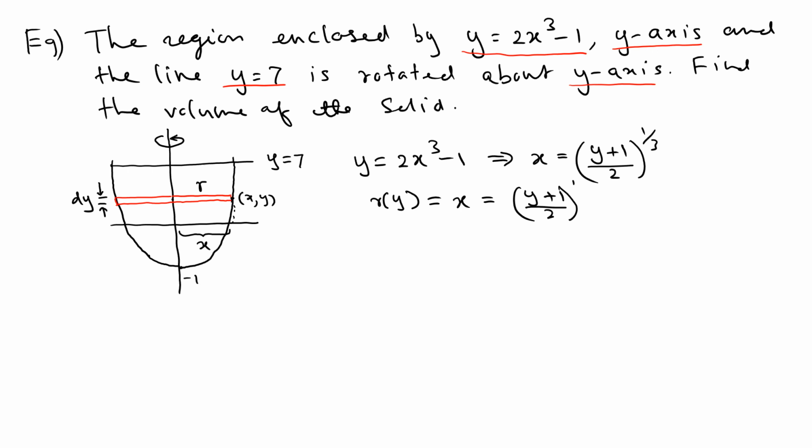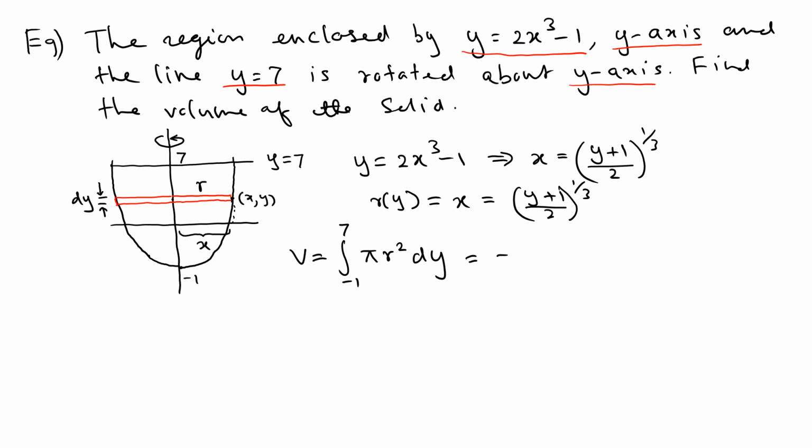So let's use the formula. The volume is again given by, what are the limits? The y limits go from -1 to 7. So it's -1 to 7, and we have pi r squared dy.